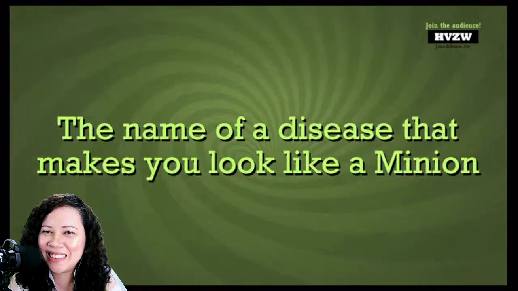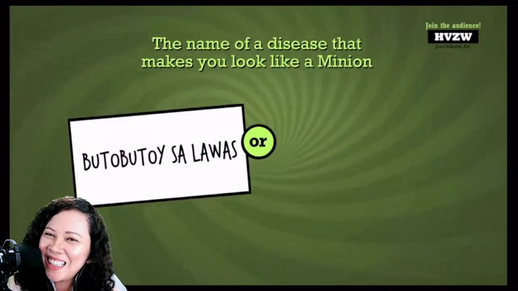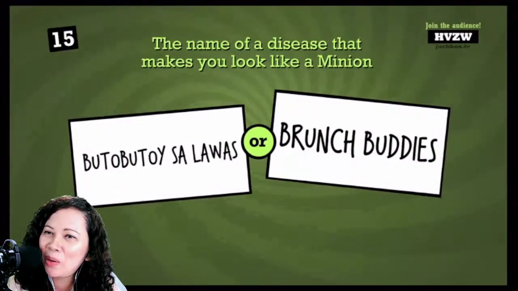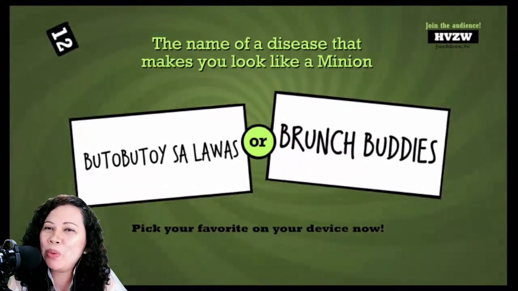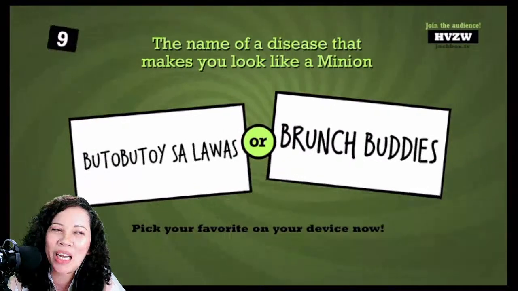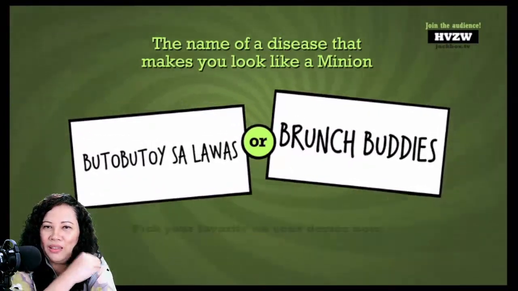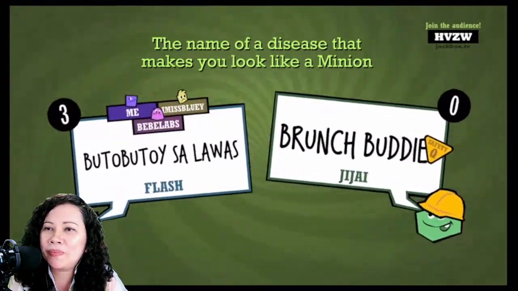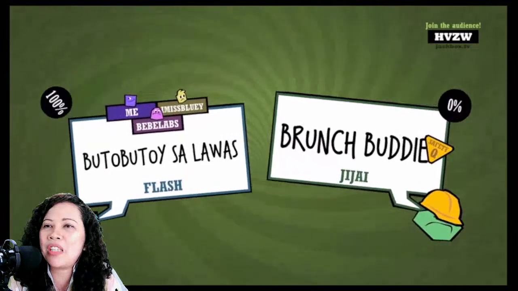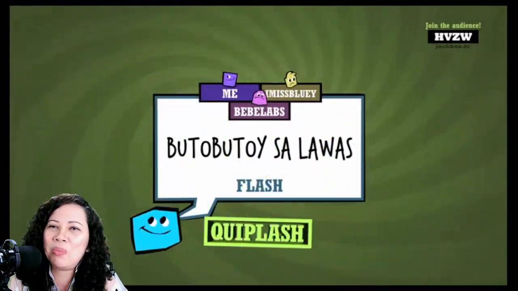Next on the list, the name of a disease that makes you look like a minion. Butu-butuy sa lawas, brunch bodies. What is brunch bodies? Butu-butuy sa lawas. What's butu-butuy? Like mumps? Is it mumps? Safety question. Sorry, Jai Jai. Quick flash.